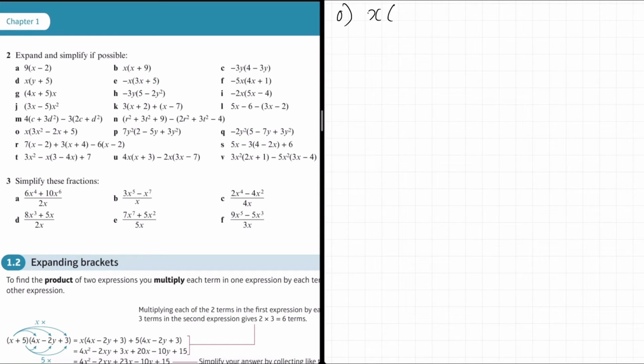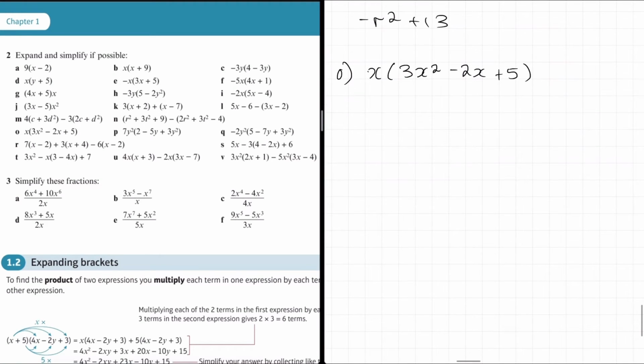O. X times 3x squared minus 2x plus 5. So when we expand this, x times 3x squared is 3x cubed. X times minus 2x is minus 2x squared. And x times 5 is 5x.